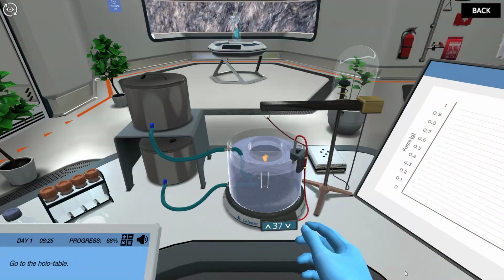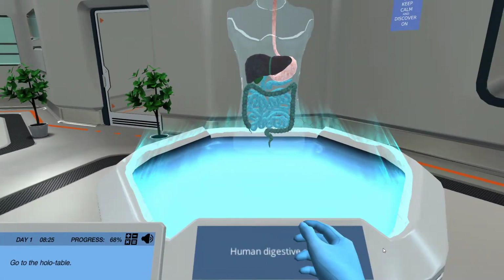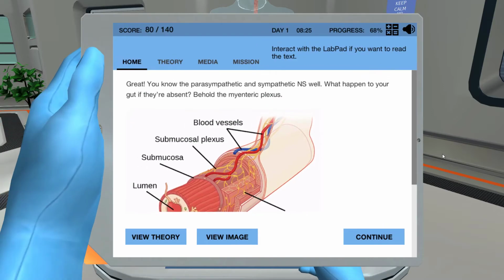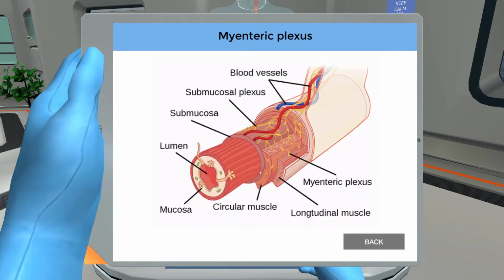Go to the hollow table. Great. You know the parasympathetic and sympathetic nervous system well. What happens to your gut if they're absent? Behold the myenteric plexus. A part of the enteric nervous system, the myenteric plexus releases acetylcholine, which regulates the constant contractions of the gut smooth muscle when there is no influence from the sympathetic and parasympathetic nervous system.